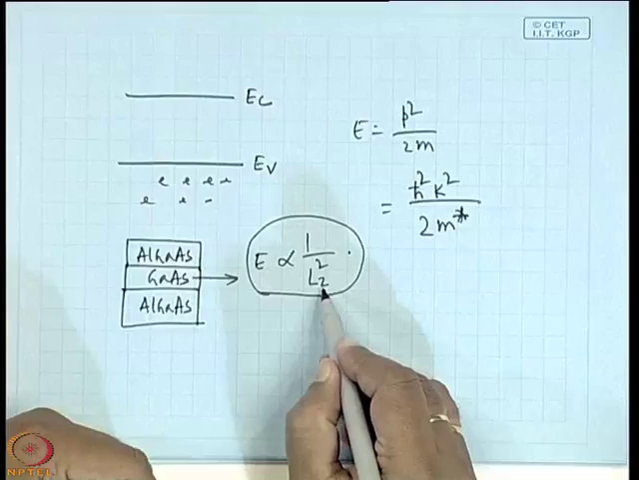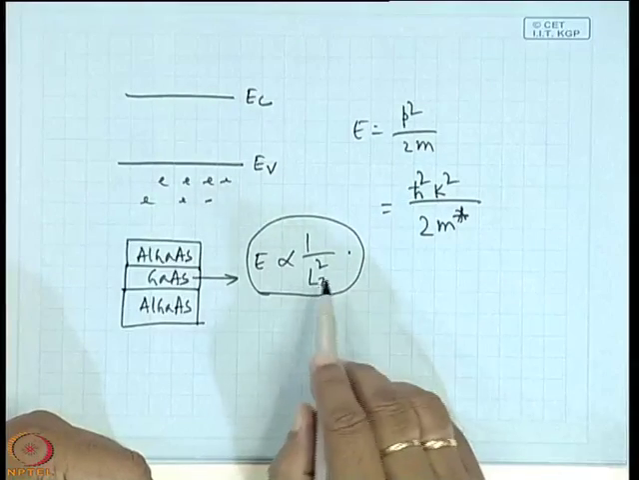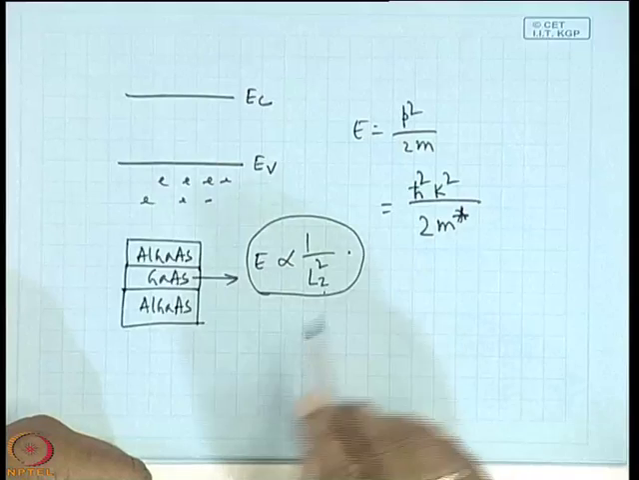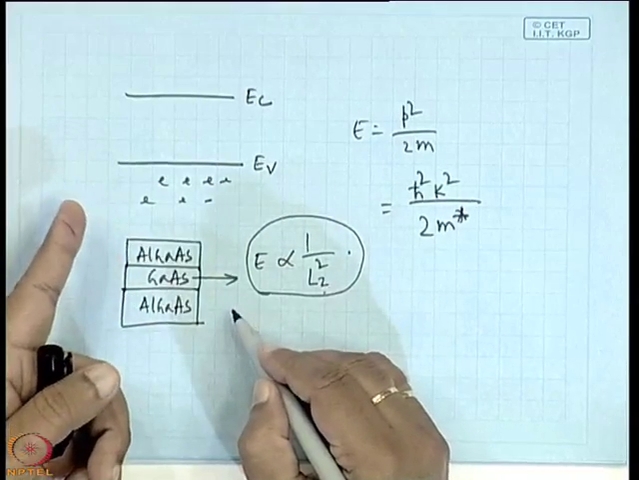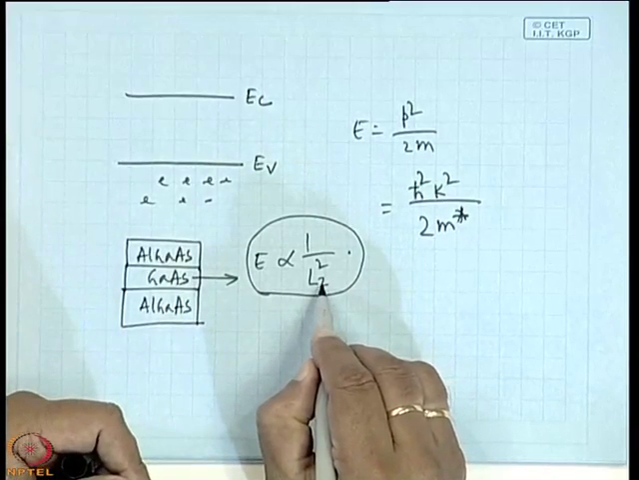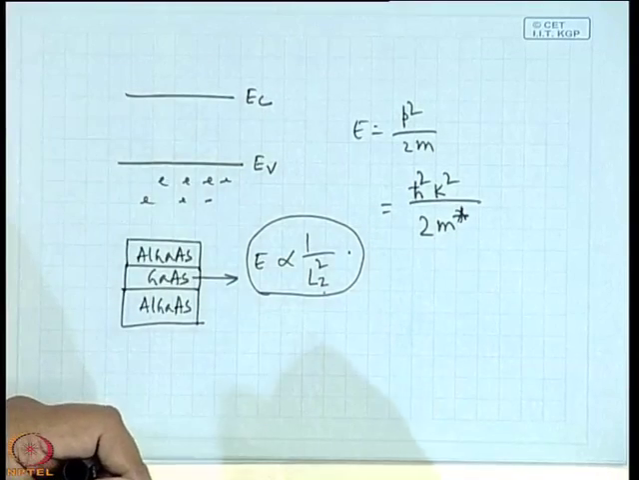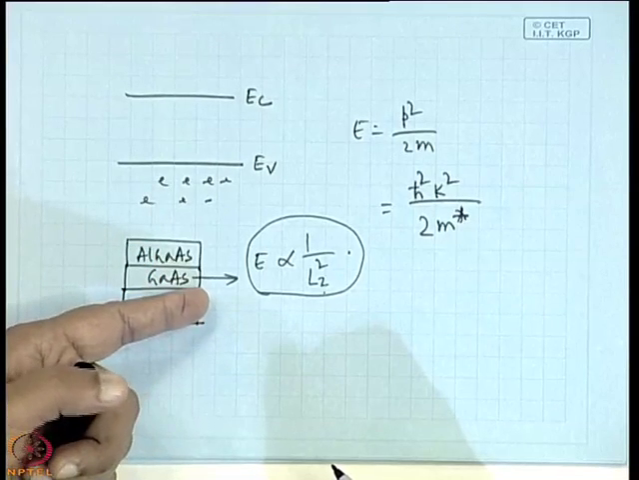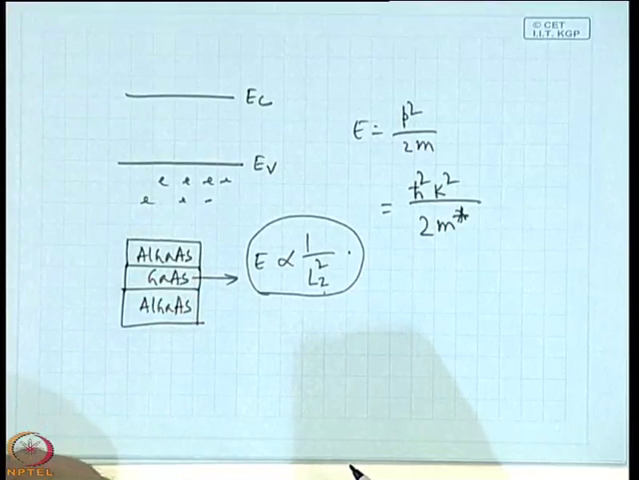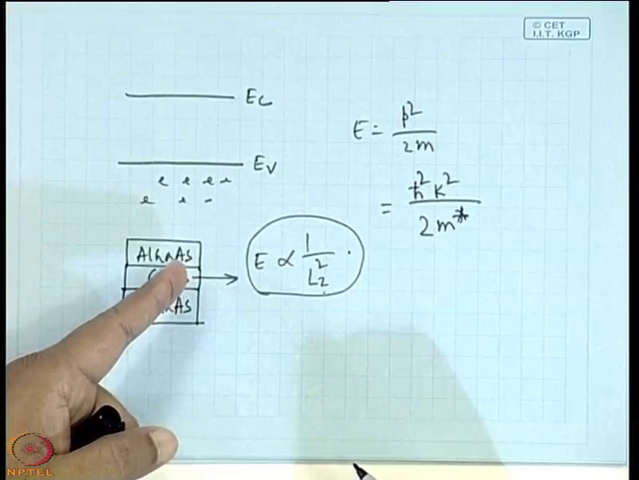Quantum well means there is a boundary, and in between there is a well. If you can solve the Schrodinger wave equation, all the physics students have already solved this and calculated it. For an infinite quantum well, E becomes proportional to 1 by Lz square. So what we find is that just by changing the value of the thickness Lz, you can change the energy.